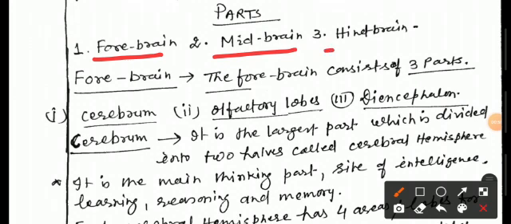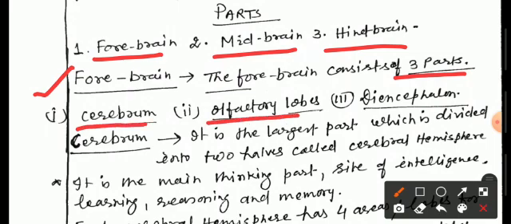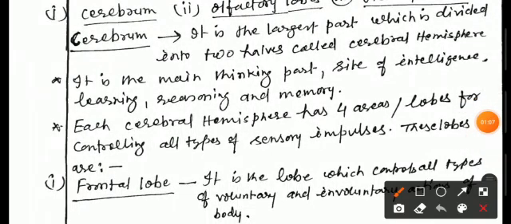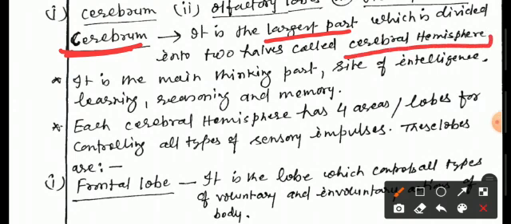So at first, about the forebrain. The forebrain consists of three parts, which are the cerebrum, olfactory lobes and diencephalon. At first, about the cerebrum. It is the largest part, which is divided into two halves by the presence of a fissure-like structure. These divided parts are called the cerebral hemispheres. The cerebrum of the forebrain is the main thinking part, which is the site of intelligence, learning, reasoning and memory.